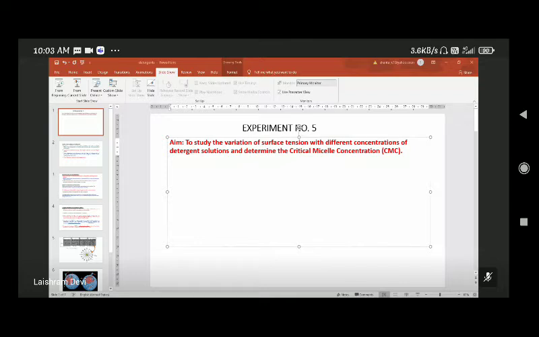Examples are like soap. As all of you know, soap is used for cleaning clothes, right? This is one of the surfactants. Salts of higher sulfonic acids and of higher amines. So these are some examples, used in the manufacture of detergents.